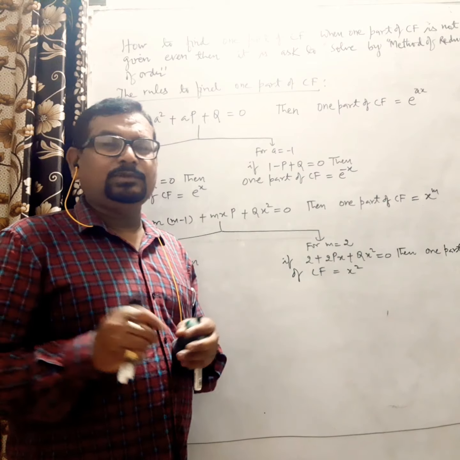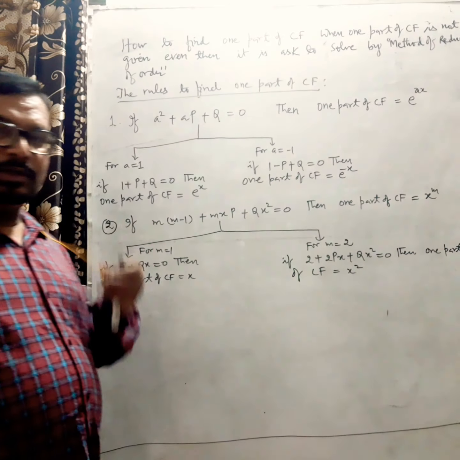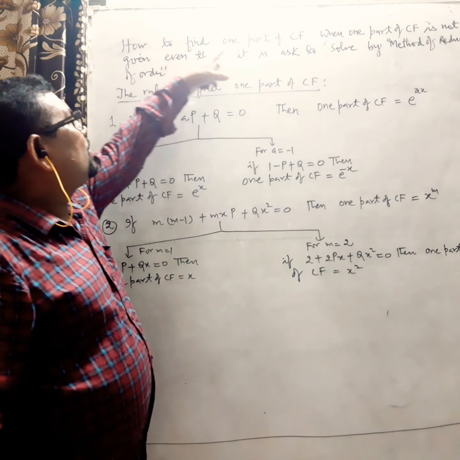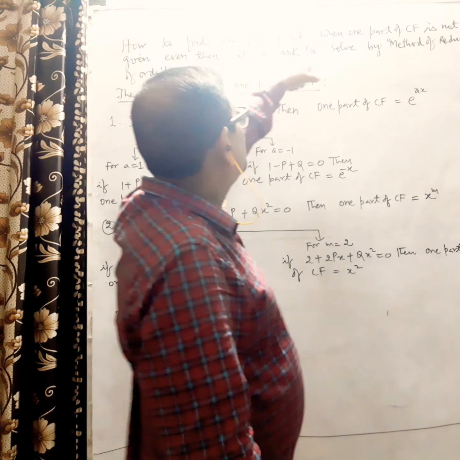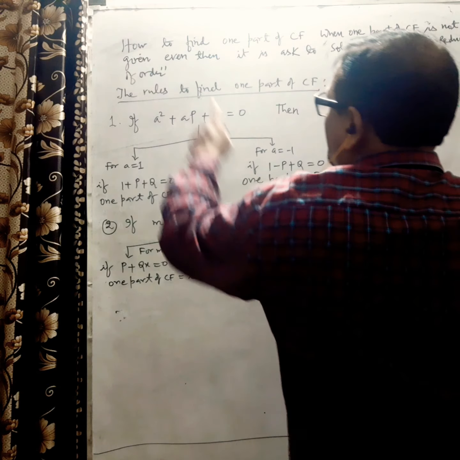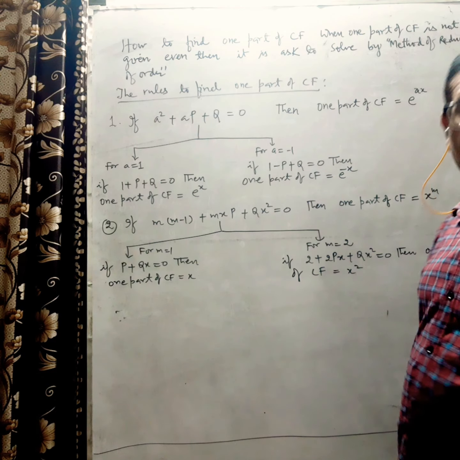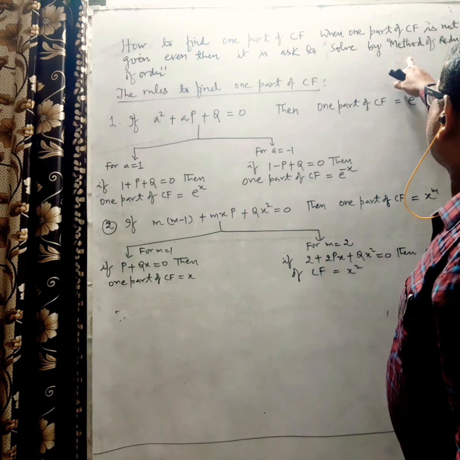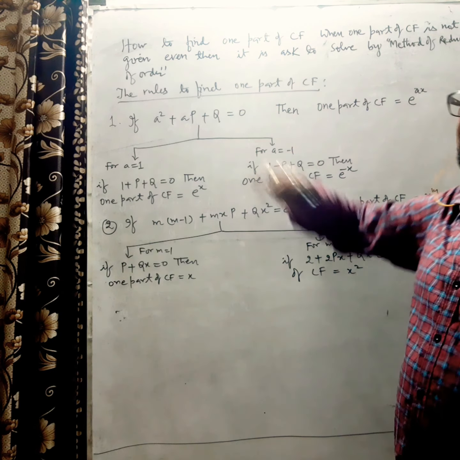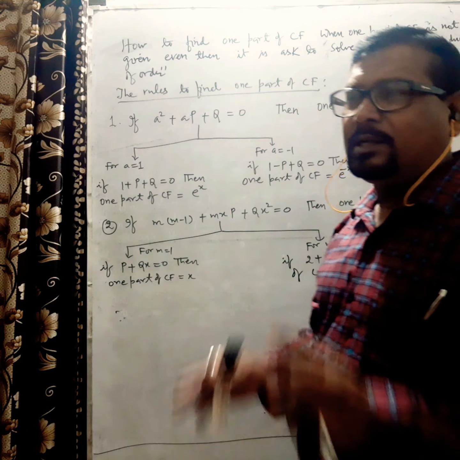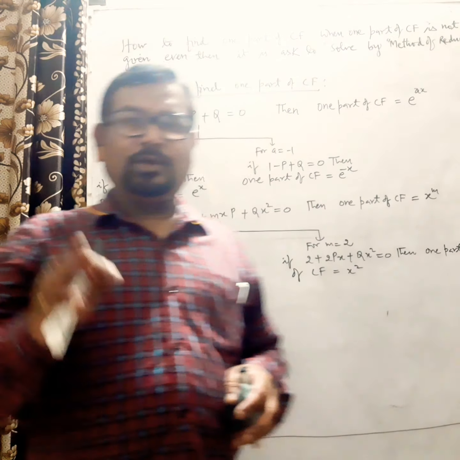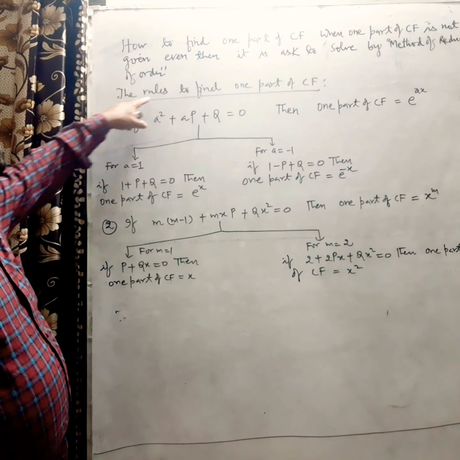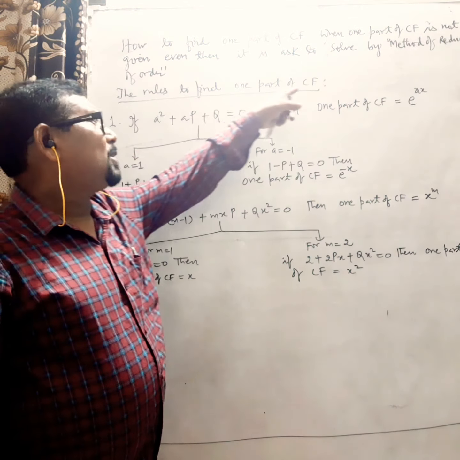Now sometimes, as per your question, it is asked how to find the one part of the complementary function when one part of CF is not given. Even then, you are asked to solve the differential equation by the method of reduction of order. In that case, by trial and inspection method, some rules are given to find one part of the complementary function.